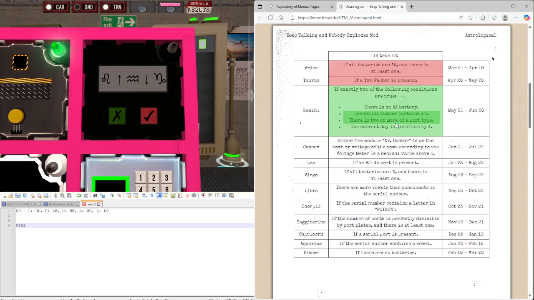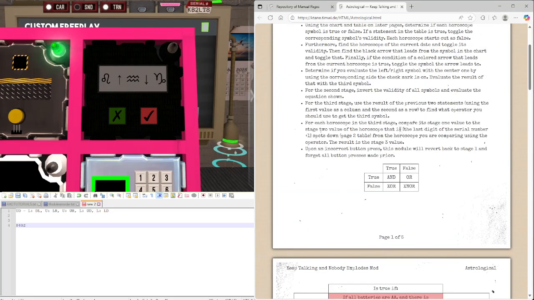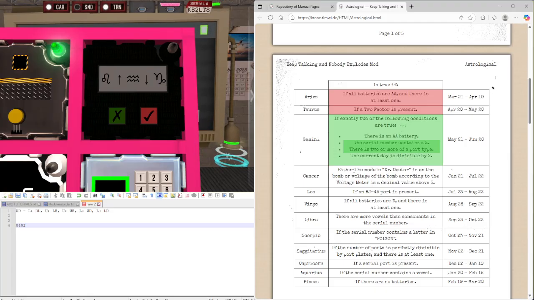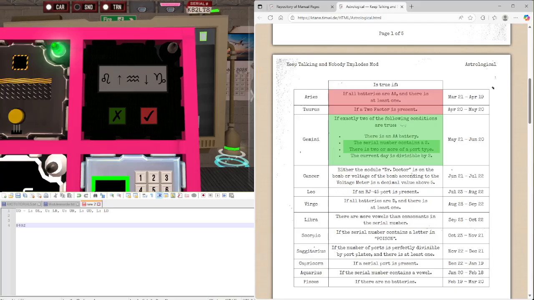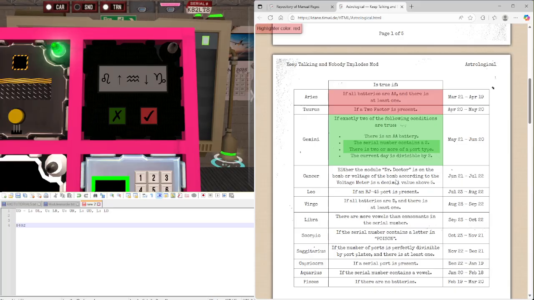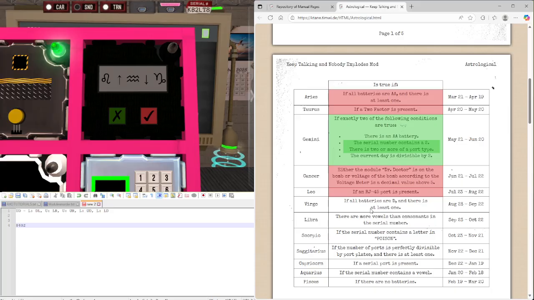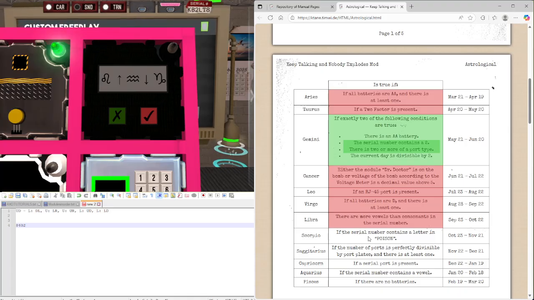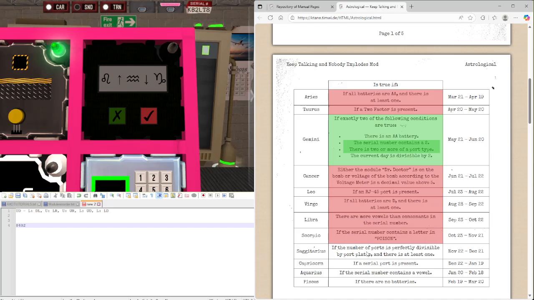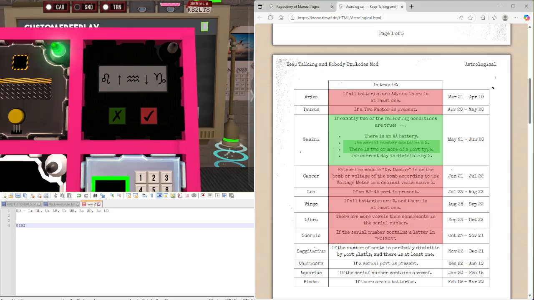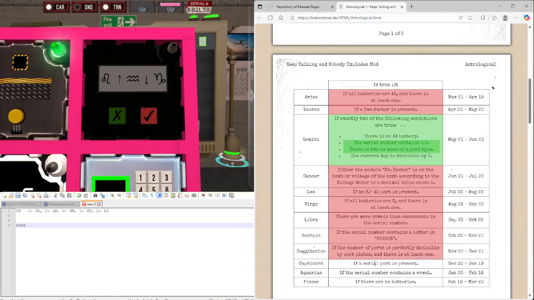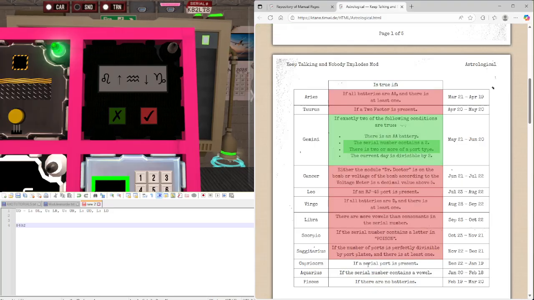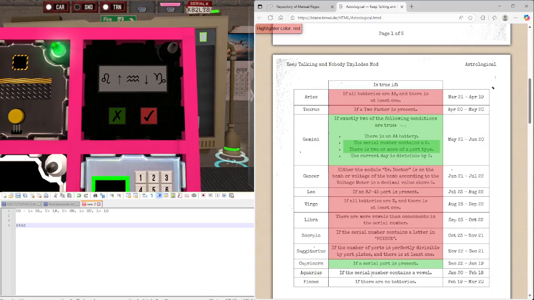It's not a battery, there is a 2 in the serial number. There are 2 or more of the port type, and the current day, I'm assuming that means the day, is specifically the 5th, so no. More vowels than consonants, no. Serial contains a letter in poison, no. If the number of ports is perfectly divisible by the port plates, no. Zero ports present, yes. Serial contains a vowel, no. There are no batteries, yes.